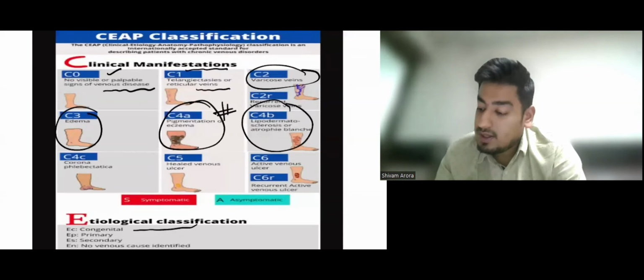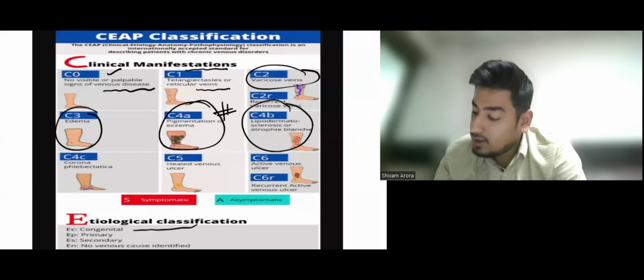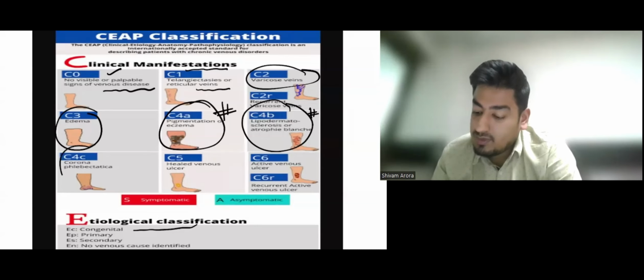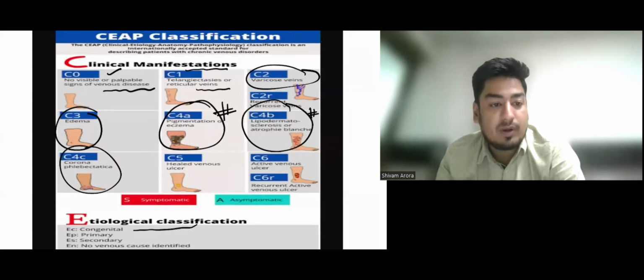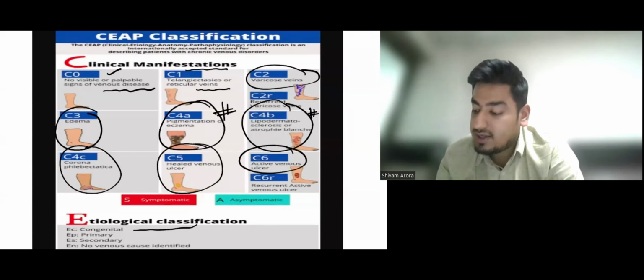Then C4B, long standing pigmentation में sclerosis develop होने लगती है. So lipodermatosclerosis और atrophie blanche भी जिसको बोलते हैं. Okay, this is again very important. Then C4C is corona phlebectatica. Then C5 is healed venous ulcer and C6 is active venous ulcer.